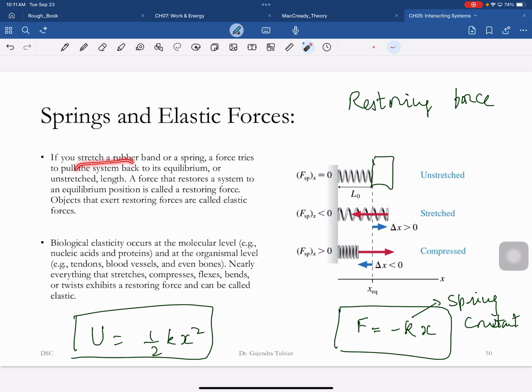If you stretch a rubber band or a spring, and by the way, here's another thing you might have experienced. You guys have all taken a rubber band and stretched it. After you've stretched it a while, does it get easier or harder to stretch it more?